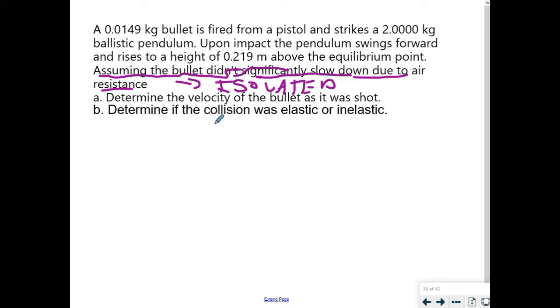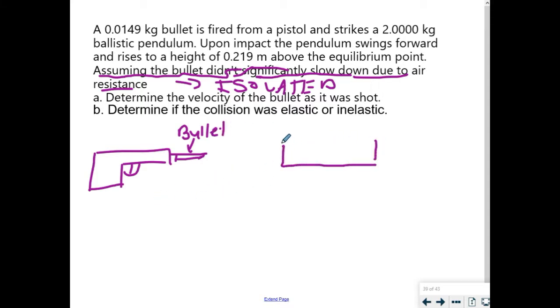We have two questions. First, we want to figure out the velocity of the bullet as it was shot. And then second, we want to try to classify the collision as inelastic or elastic. So let me show you how to solve one of these. I'm going to draw a picture again. Here's a gun, and it's going to shoot out a bullet. But the bullet is going to very quickly become lodged in this block. So here's a block, and the bullet is going to end up lodged inside this block here.